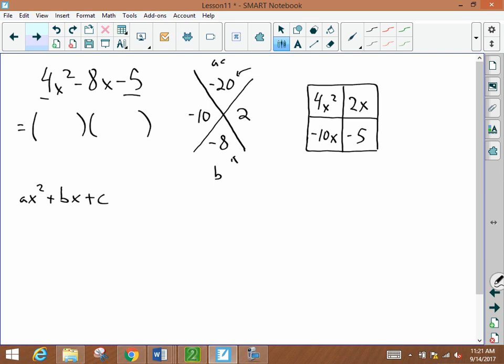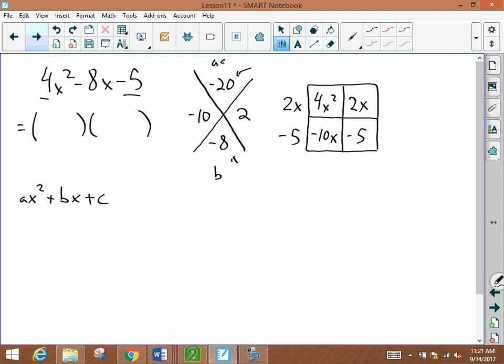So now I need to find the greatest common factors of my columns and my rows. The greatest common factor of these two is 2x, right? 2x divides 4x squared. And 2x also divides 2x, right? The greatest common factor of these two is going to be negative 5. It's not x because there's no x over here with this negative 5, so it's got to be just a number. These two both share an x in common, so definitely they'll be both divisible by x.